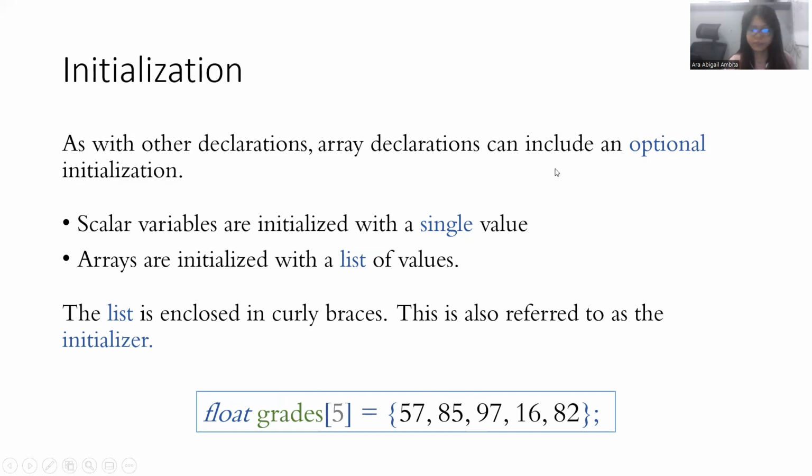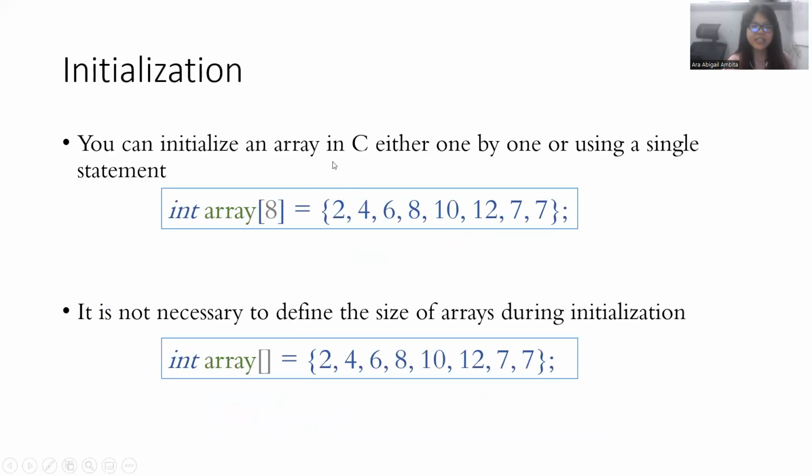Right. So you can initialize an array in C either one by one, that we have shown in the first slide, or using a single statement. So we have this array of length 8 and data type int. So enclosed in the curly braces are the elements that we want to assign to the array. And it is not necessary to define the size of arrays during initialization. So you don't have to include here a length.